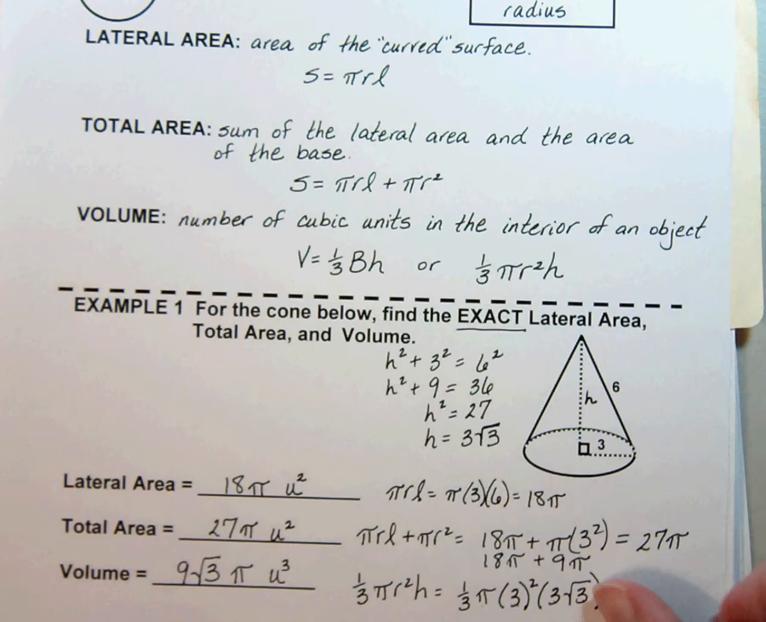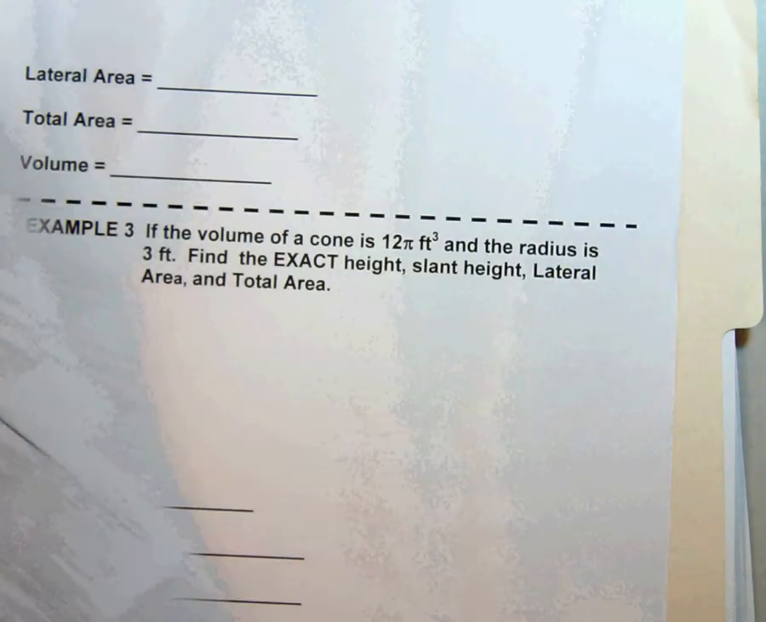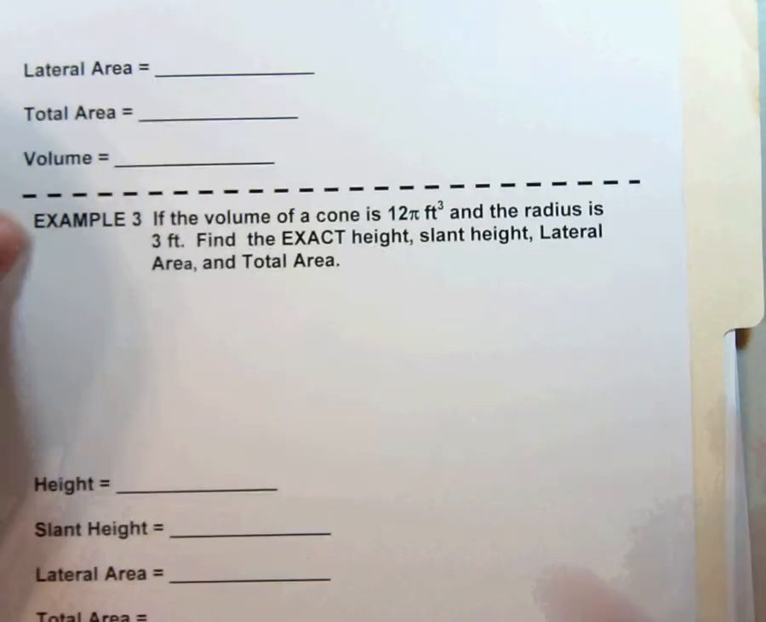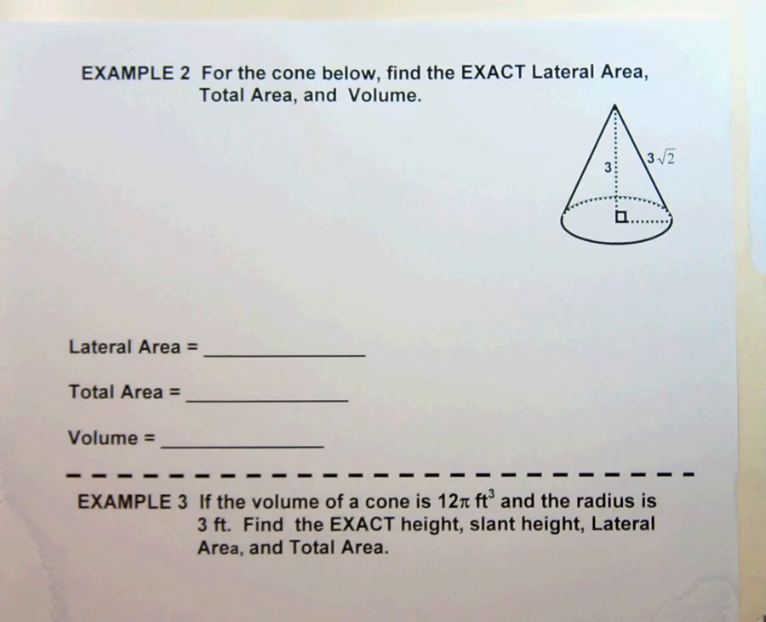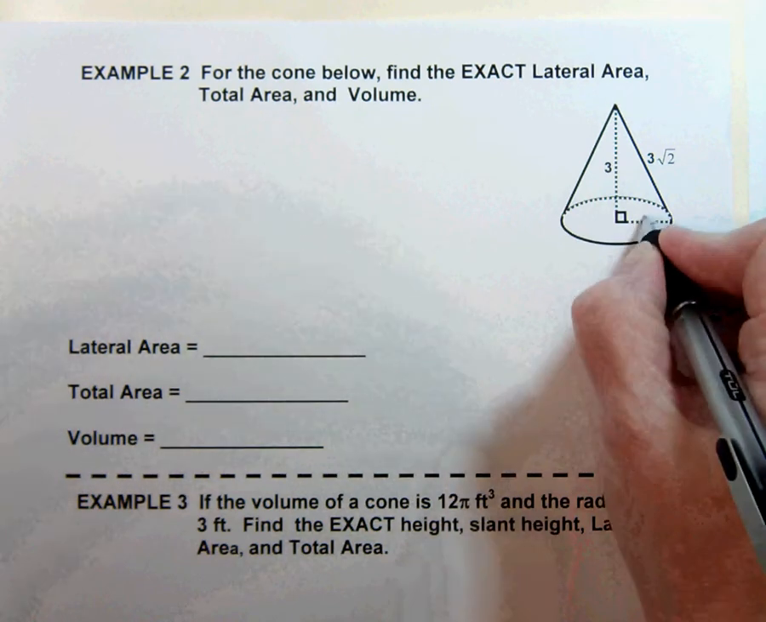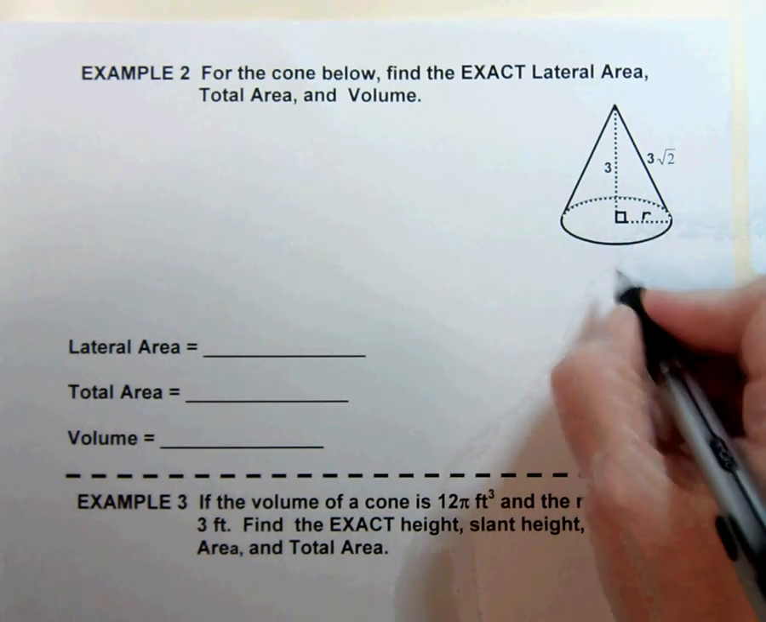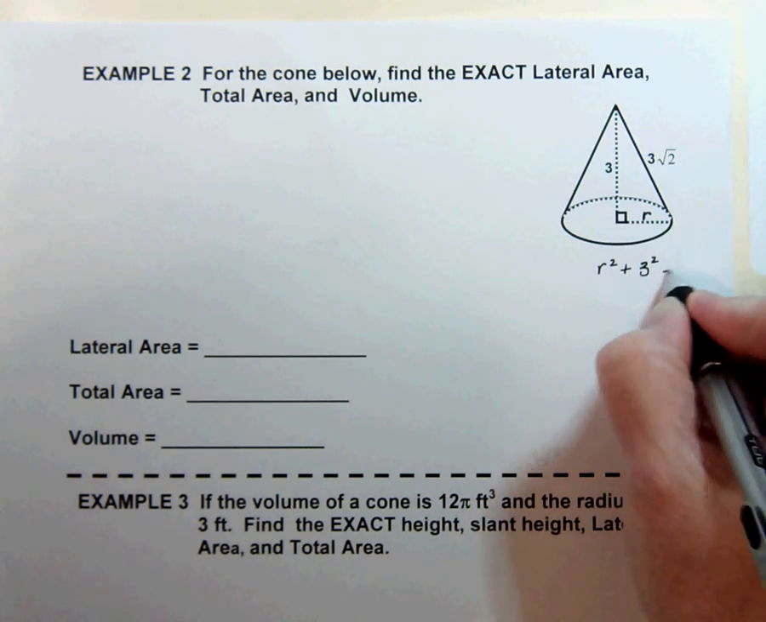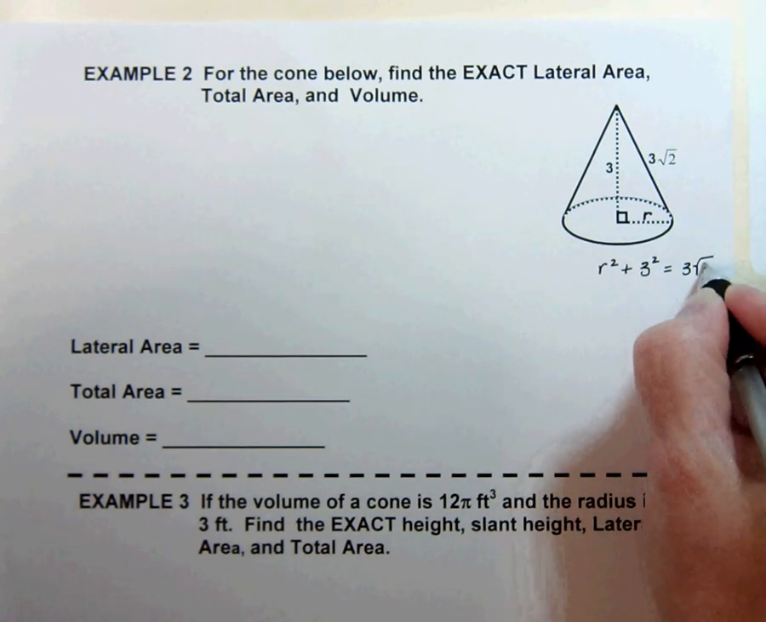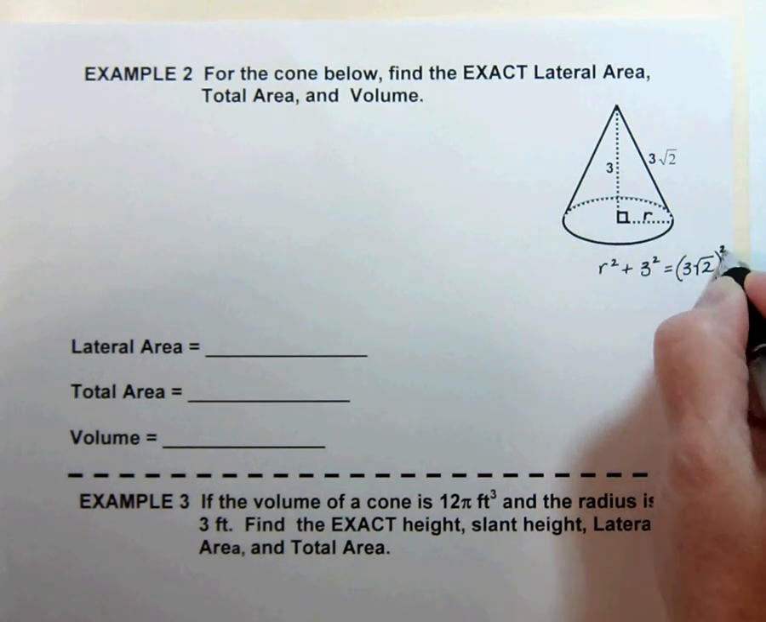Alright, example 2. Example 2 has another cone, and this one, if you notice, there's not a radius on this cone, but you do have the slant height and the height. So we're going to need to figure out the radius. Let's label it R. And again, the Pythagorean theorem is the leg squared plus the other leg squared is equal to the hypotenuse squared.